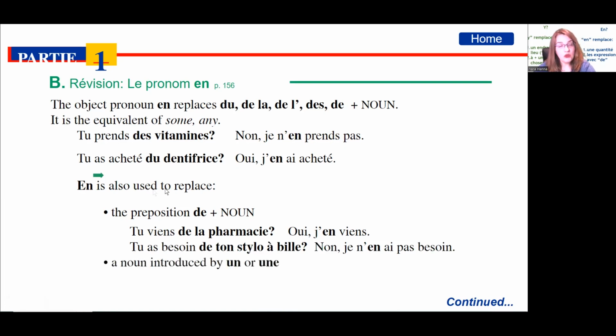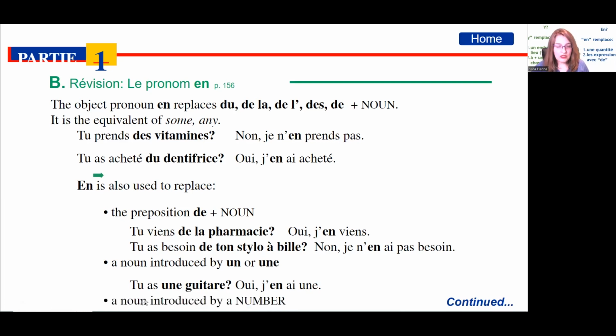En is also used to replace a noun introduced by un or une, like so. Tu as une guitare? Do you have a guitar? Oui, j'en ai une. So here, the guitar will be replaced with en, and then we place en before the verb, and we keep the number at the end. Tu as une guitare? Oui, j'en ai une. Do you have a guitar? Yes, I have one of it. It could also replace a noun introduced by a number.